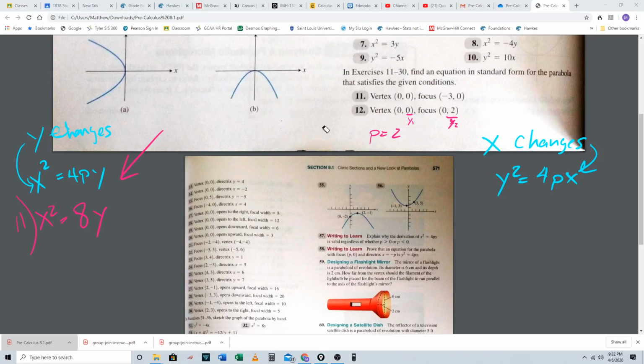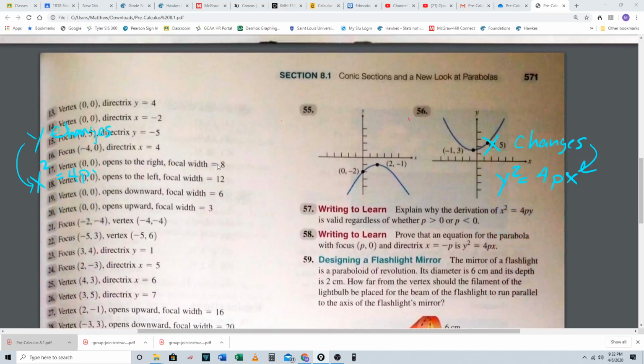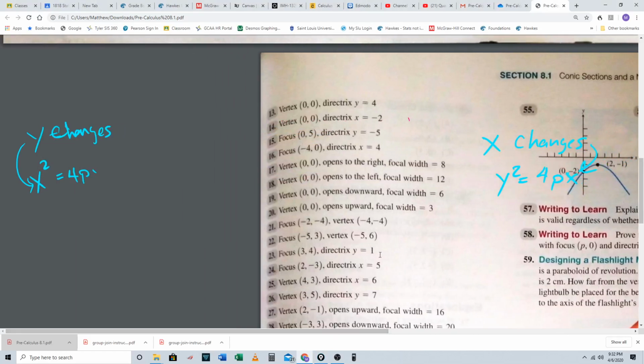I'm going to zoom in on everything. Here we go. We are given number 14. Let me just go ahead and clear everything. Should have those forms written down.